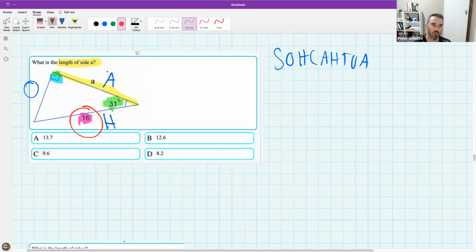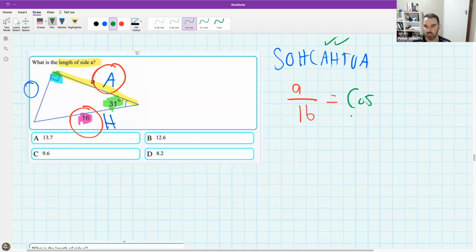16, and I really want this side over here. Or another way of saying it, some teachers say what I want, which is going to be little a, over what I know, which is 16. So what I want, which is little a over 16, which is what I know. Which trig ratio is going to be the same as a over 16? Well, it's the trig ratio that involves the a and the h. Which trig ratio involves the a and the h? It's going to be cos.